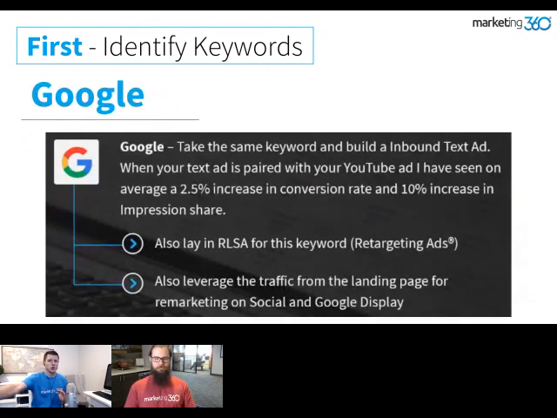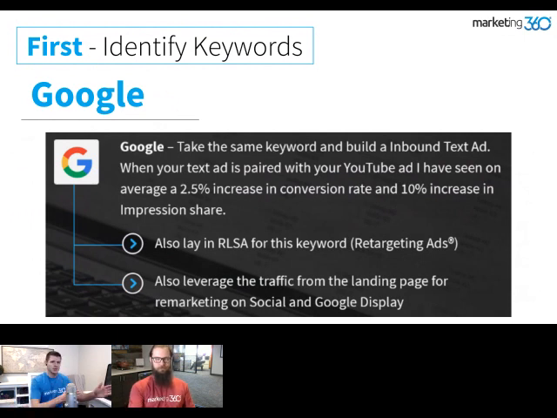Now let's jump over to Google. So Google, taking the same keyword, you want to build that inbound text ad, and you kind of mentioned it there. And when you build out a text ad paired with your YouTube, we've actually seen a 2.5% increase in conversion rate and a 10% increase in impression share. And that's by utilizing the same keyword set, utilizing the same text ad that we did for that YouTube. Again, you want to add in RLSA for the keyword into the retargeting, and then also leverage the traffic from the landing page for remarketing on social and Google display.